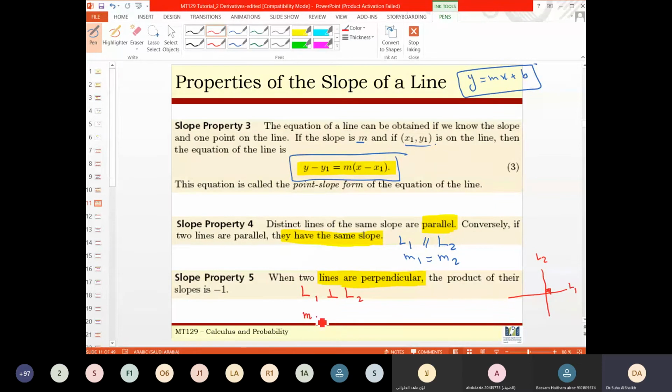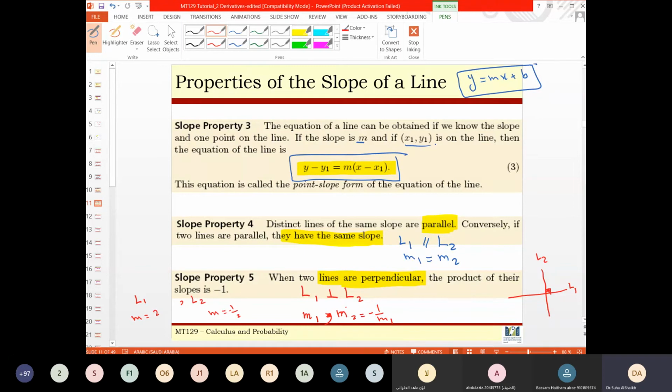If the slope of the first one is m1, then the slope of the second one is -1 على m1. M1 is the slope of the first one. Then m2 is equal to -1 على m1. In other words, the multiplication of the two slopes is -1. Example, إذا كان L1 عندها slope equal to 2, فالline 2 will have a slope equal to -1/2. We change the sign and we switch.